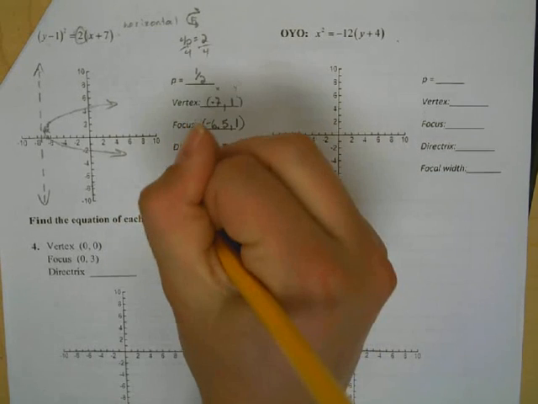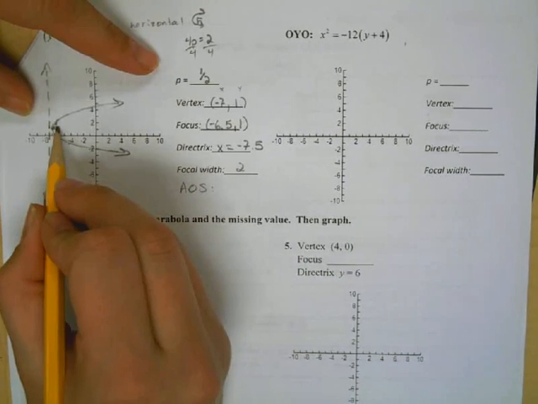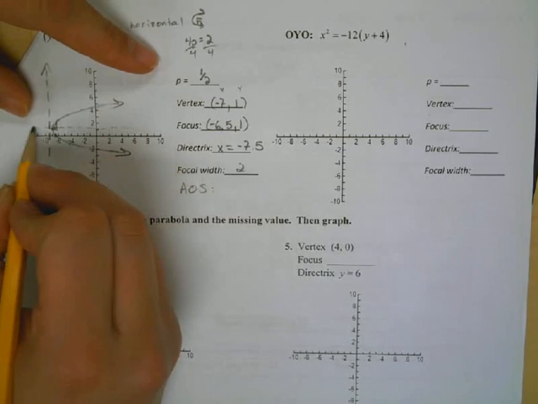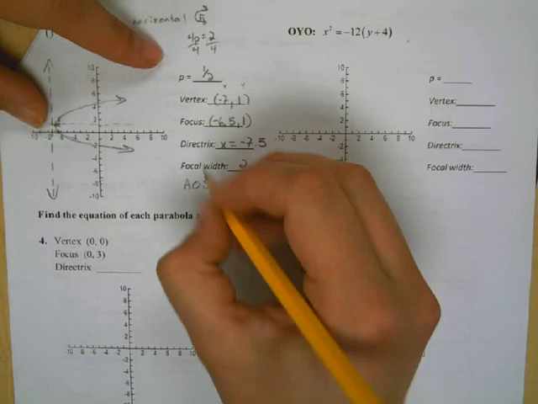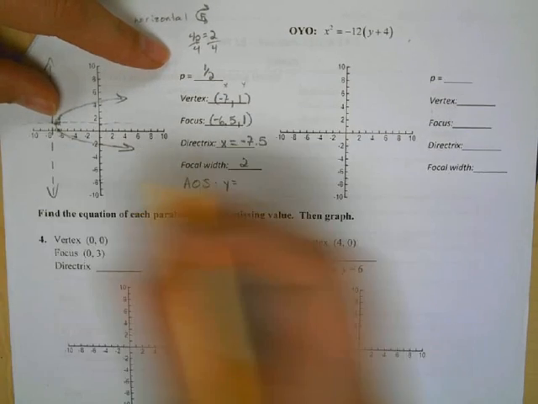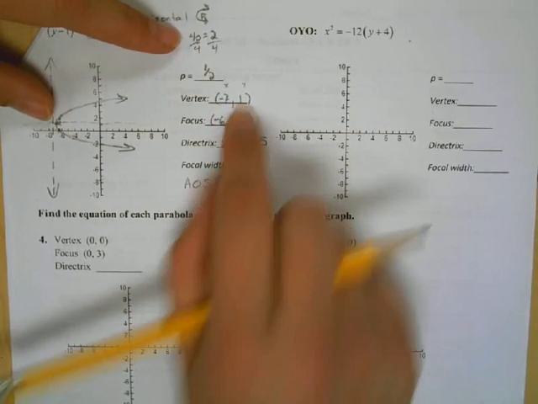Okay, axis of symmetry. Well, it's going to go right through the vertex and the focus, which is kind of hard to tell on mine, but it should be y equals, right? Because what does y equal? Y should equal 1. And I know it's 1 because the vertex there is at 1. So y equals 1.